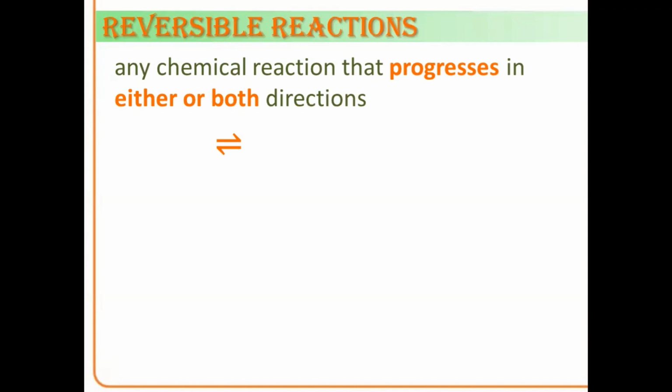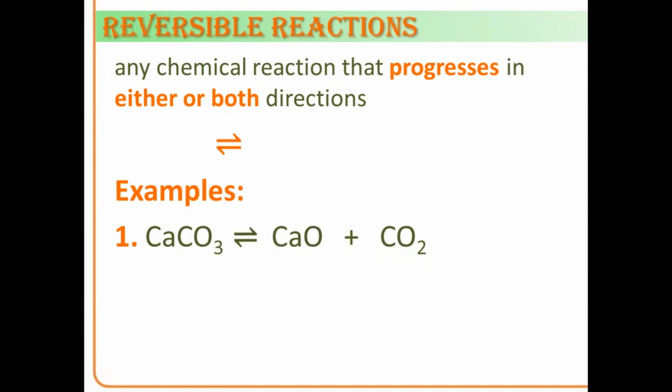There are a few well-known examples. The first one is the thermal decomposition of calcium carbonate. We know that calcium carbonate decomposes to form calcium oxide and carbon dioxide. And it is also well known that under the correct conditions, calcium oxide reacts with carbon dioxide to form calcium carbonate. The second reaction is the Haber process to convert nitrogen and hydrogen into ammonia.